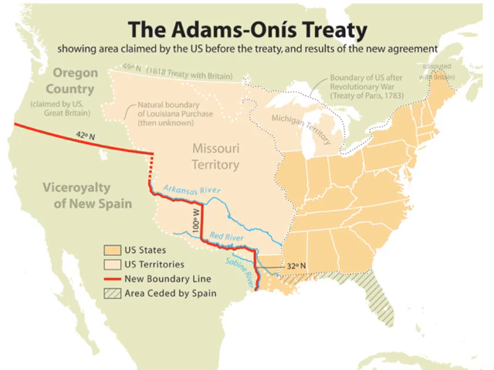So you see over here, this tan color represents the United States. Then this peachy color represents the U.S. territories. The red line represents the new boundary line that the treaty established. And then this area with the little dash marks in it right here, Florida, that indicates the area ceded by Spain. So this gives you a visual of what this treaty actually did to the U.S.